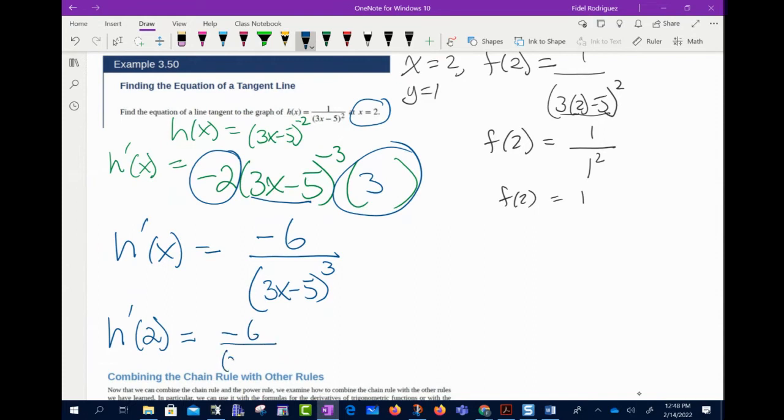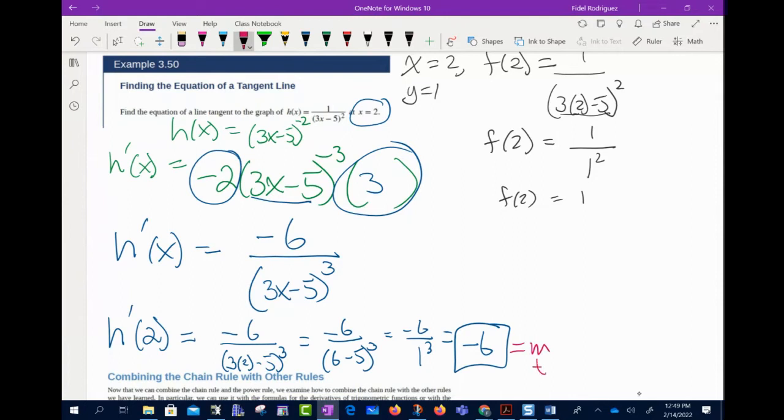So negative 6 times (3 times 2 minus 5) to the third. That'll be negative 6. 3 times 2 is 6, minus 5 is 1 to the third, and 1 to the third is still 1, right? So our slope when x equals 2 is negative 6, okay? So we found our m, right? This is my slope of the tangent line.